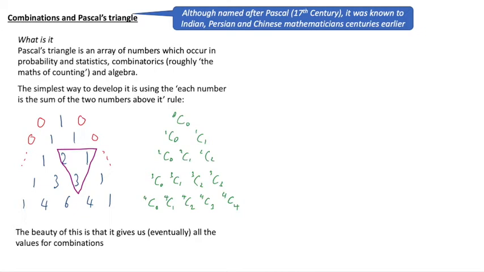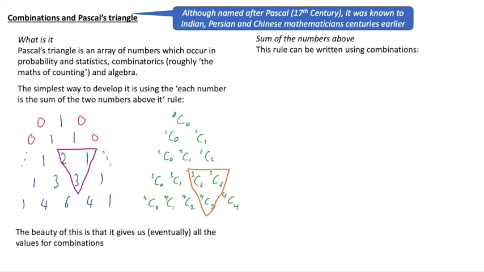So we can see that if we go to the nth row, then we will have the n minus 1th combination. So on the 4th row we've actually got the 3C0, 3C1, 3C2, 3C3, and so on. Now, the fact that we've got the sum of the numbers above, because this is representing all the different combinations, then we can write that rule using combinations. So we've got 3C2 plus 3C3 equals 4C3, or 3 plus 1 equals 4.